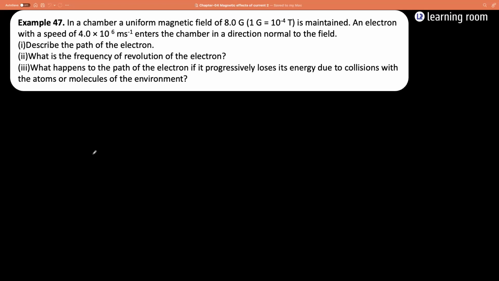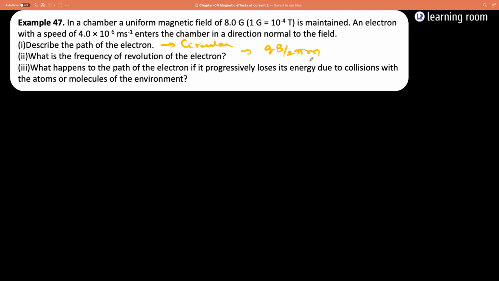Try this. In a chamber, a uniform magnetic field of 8 Gauss is maintained. Gauss is the CGS unit of magnetic field. An electron with a speed of 4 into 10 power 6 meter per second enters the chamber in a direction normal to the field. Describe the path of the electron. Without a doubt, it is circular. What is the frequency of revolution? It is QB divided by 2 pi m.